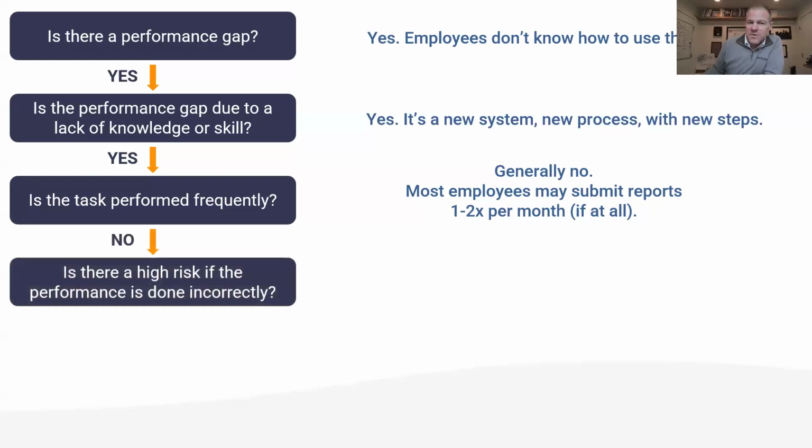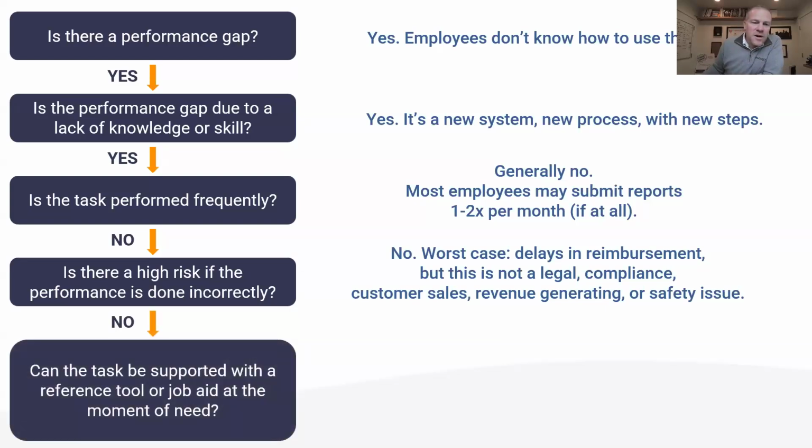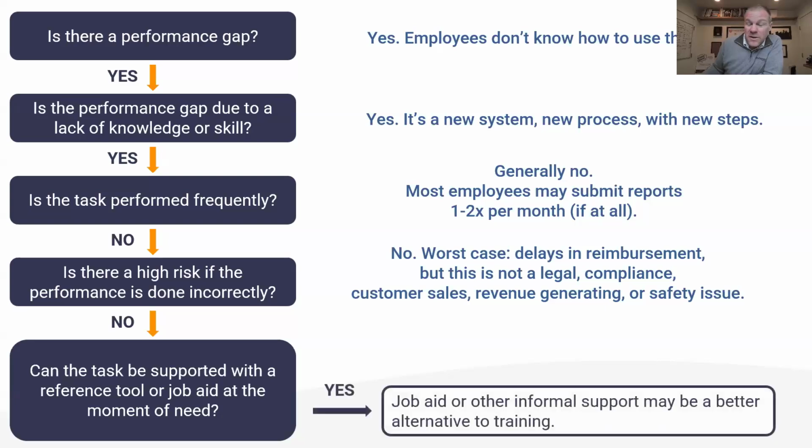So let's take a look at the next question. Is there a high risk if the performance is done incorrectly? The answer to this is no. The worst case scenario might be that the person just doesn't get reimbursed as quickly as they could have. But there's not a legal thing going on. It's not compliance related. It's not customer sales. It's not revenue generating. It's not a safety issue. So can the task be supported with a reference tool or a job aid in the moment of need? The answer here is probably yes.